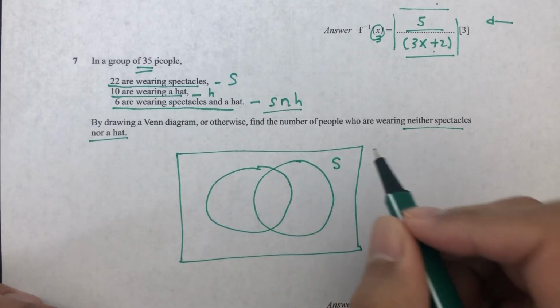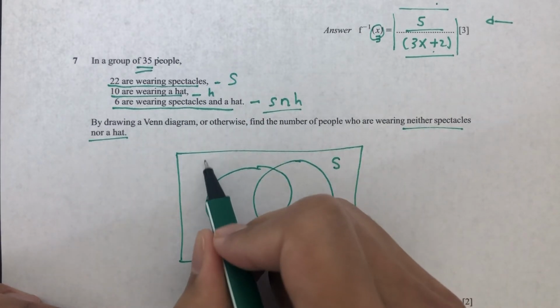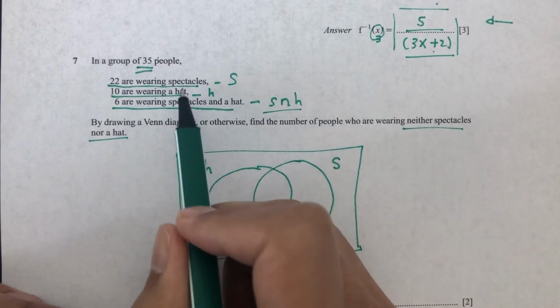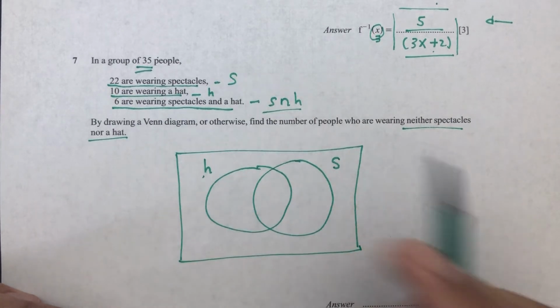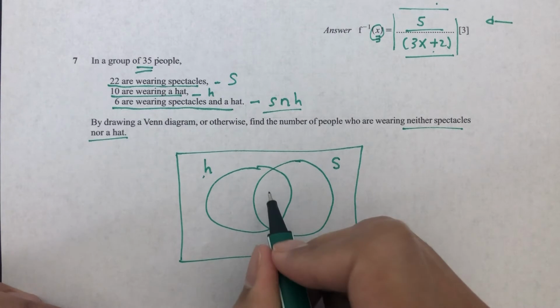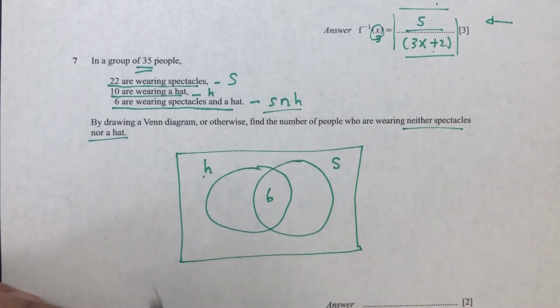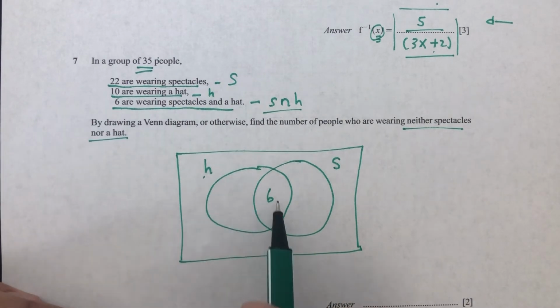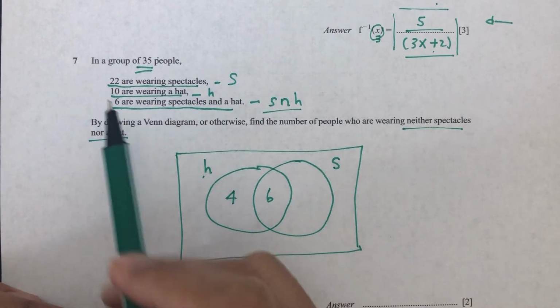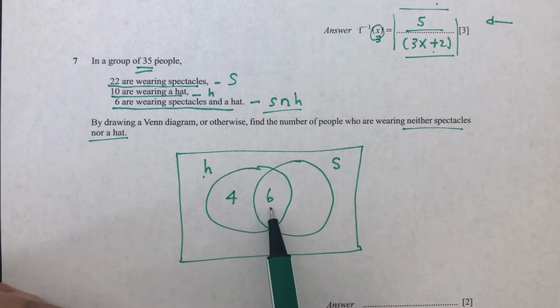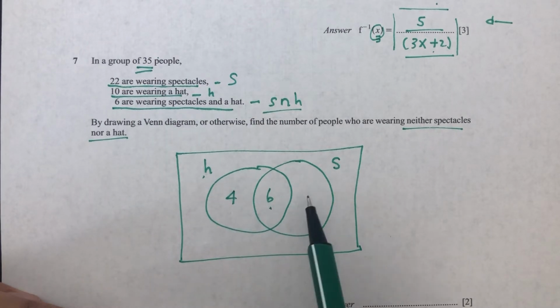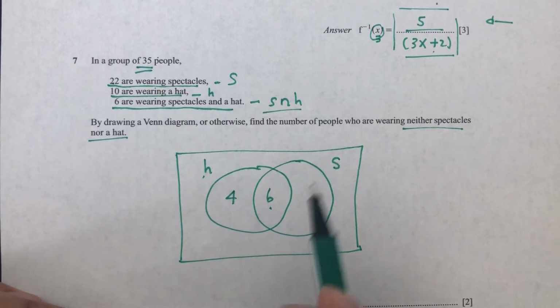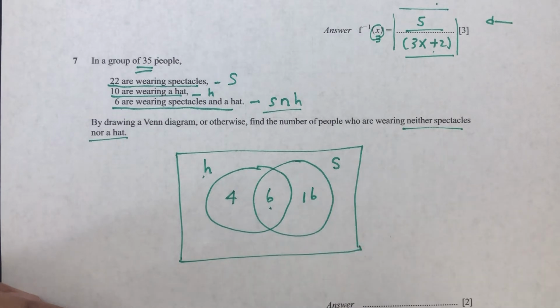So this one will be S, and this one will be H representing hats, and this one will be S representing spectacles. So we have 6 of them wearing both hats and spectacles. 10 are wearing hat. So how many are wearing only hat? So 10 minus 6 will be 4. And 22 are wearing spectacles. How many are wearing only spectacles? So 22 minus 6, that will be 16.